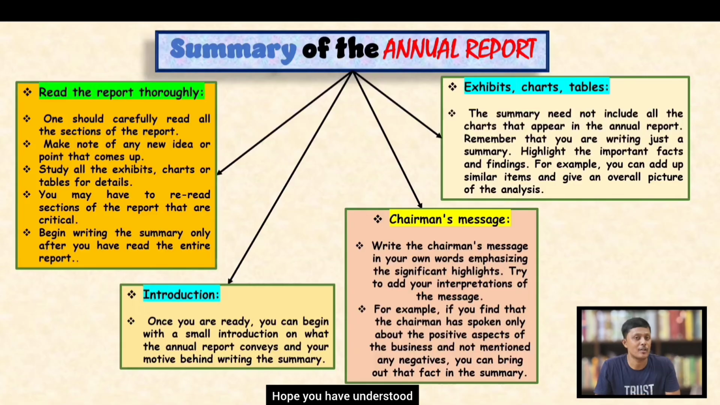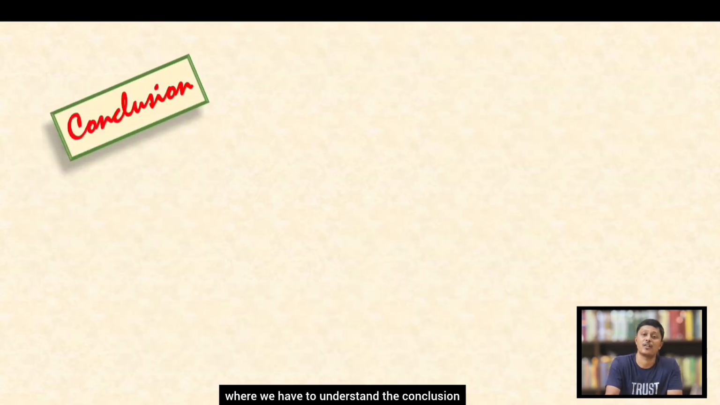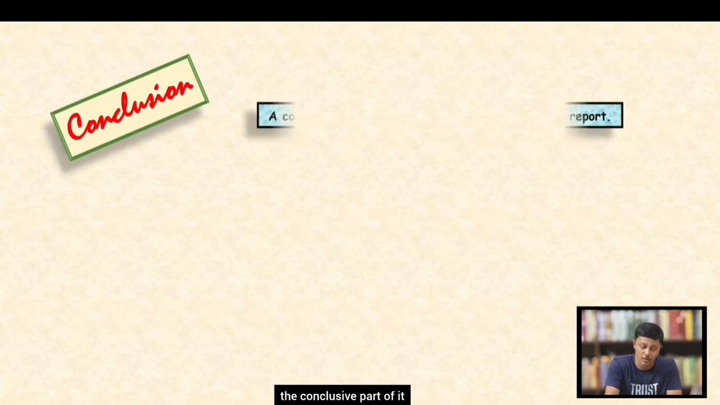Hope you have understood that in writing a summary of the annual report, these points are very significant. First of all, read the report thoroughly. Second, introduction. Third, chairman's message. And fourth, exhibits, charts, tables. In that way, you can remember them and write all the points together. Now, moving on to the next slide, where we have to understand the conclusive part of it.